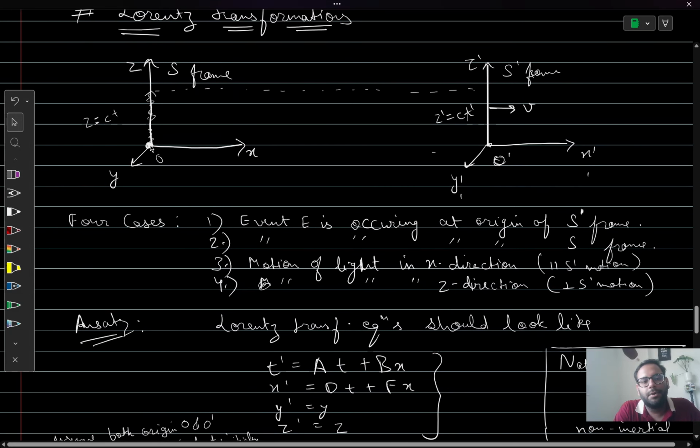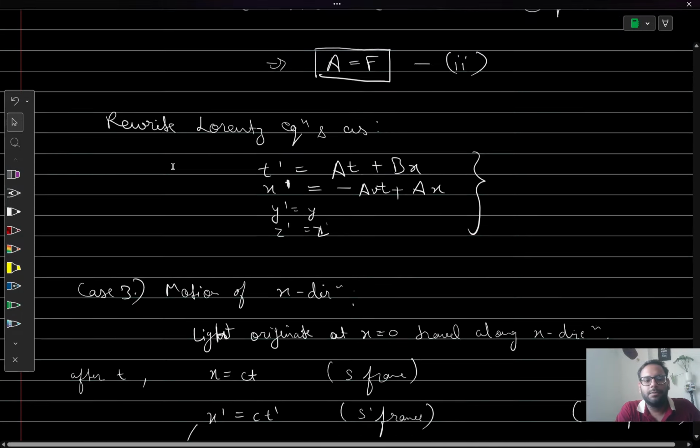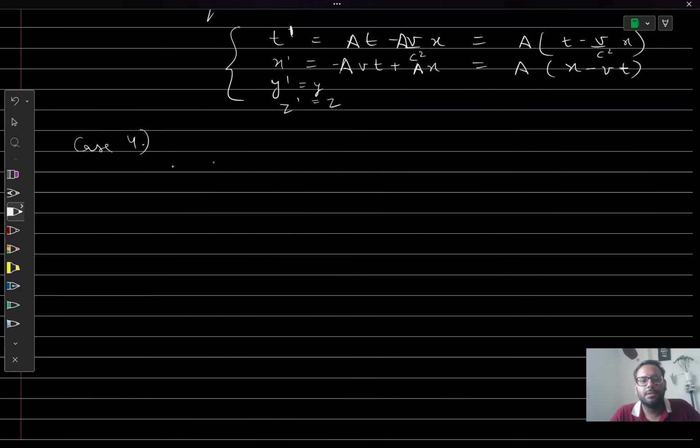The thing is, in this frame, the light is traveling in this z direction at x equals 0. But in the S prime frame, since the S prime frame is moving in the right direction, it will observe this light not as a straight path, but as a slanted path, because it is moving. You can just imagine it, you can just observe it.